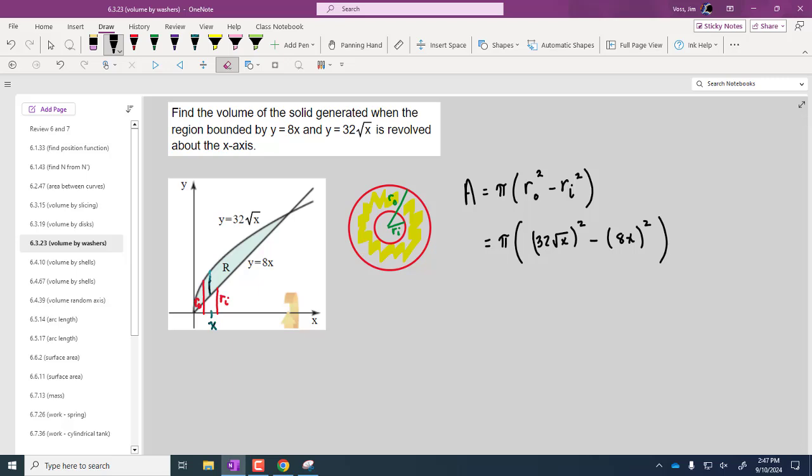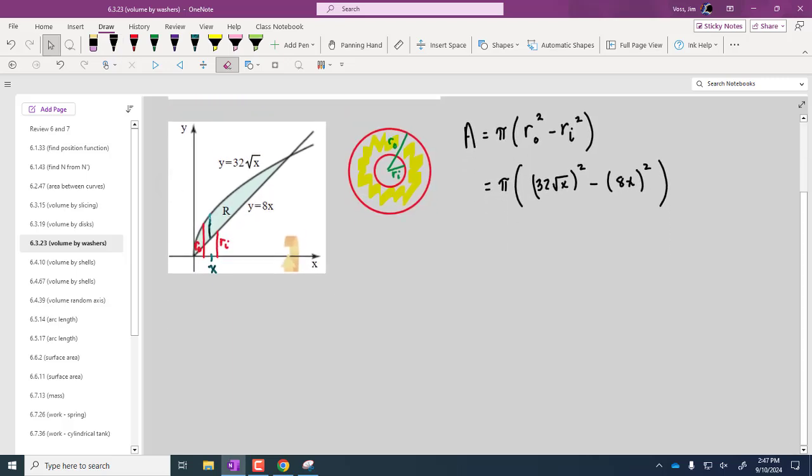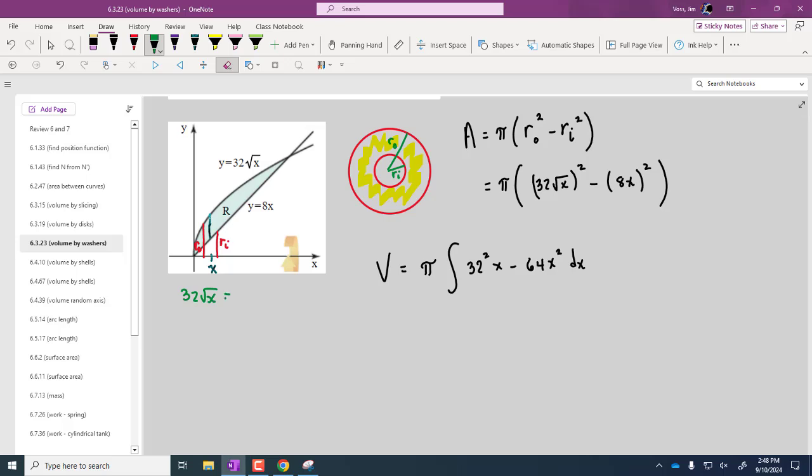So that is our setup. Well, I guess we haven't set the integral up, but we're almost there. So for the integral, the pi can factor to the front. We're going to integrate. We're going to square these things. So 32 squared times x minus 64x squared. And if we want the limits of integration, we're going to set these curves equal to each other. So 32 times the square root of x is equal to 8x. We can divide out the 8. Let's simplify it as much as we can.